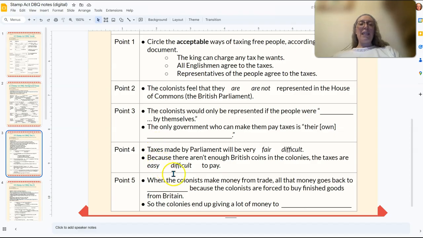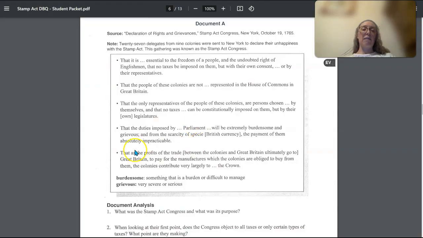Point 4. Taxes made by Parliament will be very fair or very difficult. And because there aren't enough British coins in the colonies, the taxes are very easy or difficult to pay. So let's see what they say. That the duties imposed by Parliament will be extremely burdensome and grievous. Okay. Oh, hey, look, right down here it says burdensome is something that is a burden or difficult to manage. And grievous is very severe or serious.